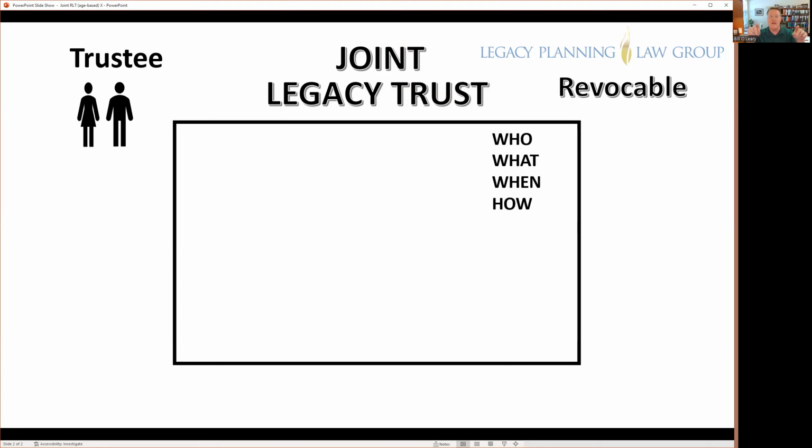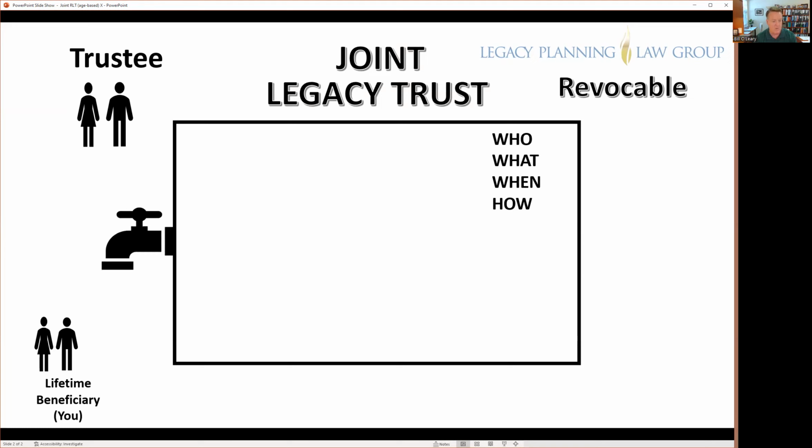I like to call it the slab or foundation to the house. Let's get the foundation in place, and then maybe over here we can add a half bath or an extra bedroom, whatever it might be. So this is the first hat that's worn. They're the trustees of the trust. The second hat that they wear while they're living is they're the beneficiaries of the trust. So you see there's a water faucet coming off to them. Instead of water coming to them, it's money, dollar bills, as sort of the benefits that flow to the married couple as the beneficiaries.